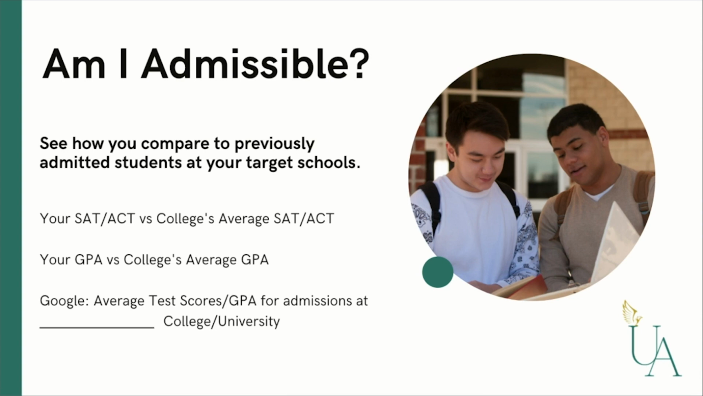So your target schools are schools that are on your list, the balance list that we talk about, right? 8 to 12. And so you're going to take your SAT and ACT scores versus the college average. The same thing with your GPA versus their average GPA of what they normally admit in terms of their students. And so if you don't know the college's information, you can just Google it. Remember, we did that activity last time. So average test scores or average GPA for admissions at this particular university. You're going to write those down, right?